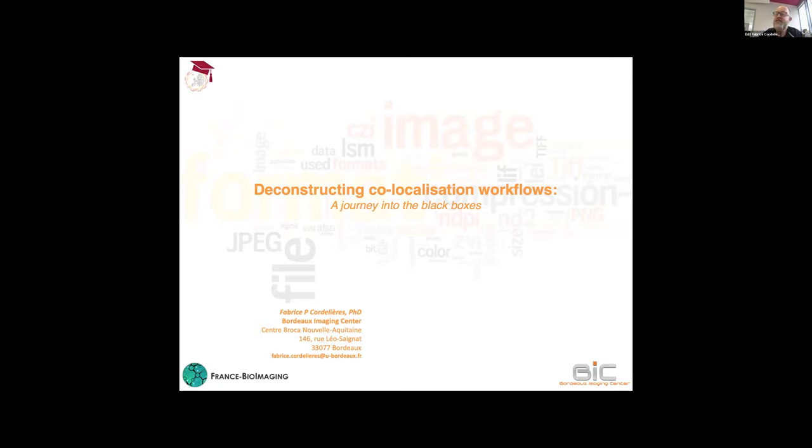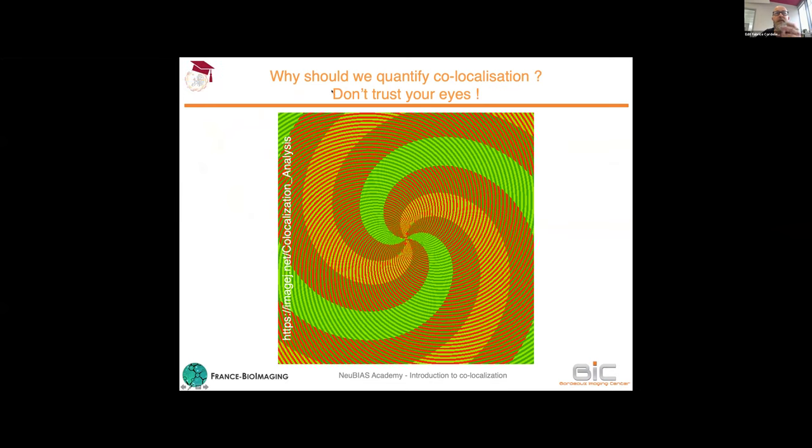Everything always starts with an image. I really like to use this image from the Fiji website. It is a nice image with two channels, one red and one green. Everyone knows that when you're looking at co-localization, what you expect is to see some yellow dots, some yellow areas. And even if your screen or the network compression is not that good, you may see some yellowish areas here.